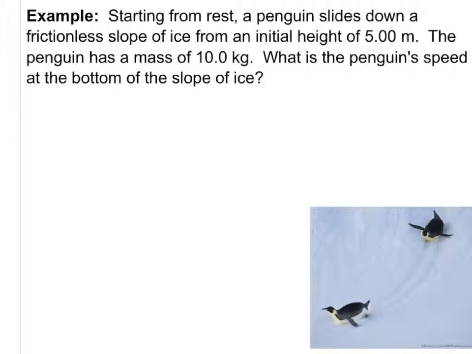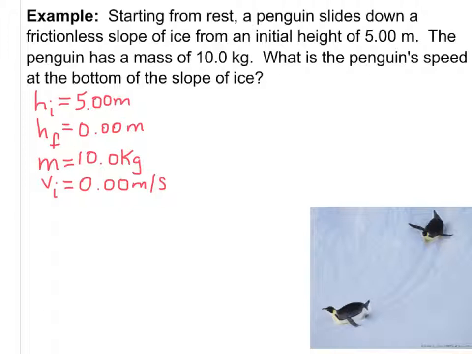So first, let's write down all of the variables that we do know. We know that the initial height is 5.00 meters. The final height is 0.00 meters. We're going to say this is relative to the bottom of the slope. The mass, 10.0 kilograms, and the initial velocity is 0.00 meters per second. And we are supposed to find the final velocity.